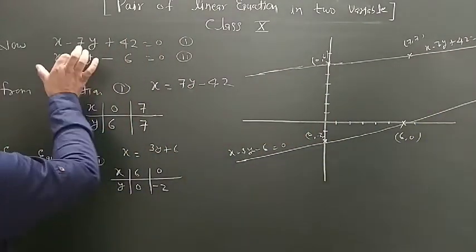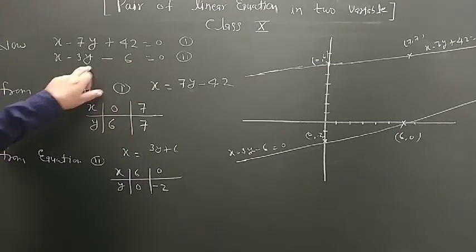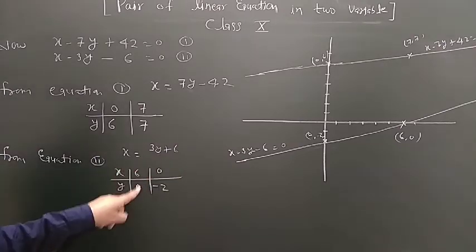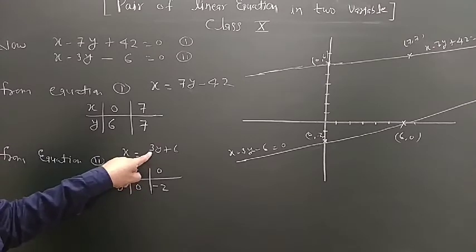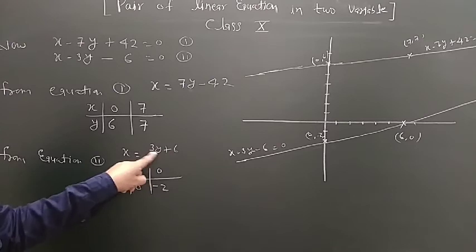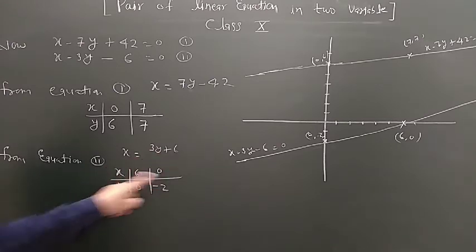Now we take the second equation, x minus 3y minus 6 equal to 0. This can be written as x equal to 3y plus 6. So now put y equal to 0, so we have x equal to 0 into 3 plus 6, which becomes 6. And now put y equal to minus 2, 3 times minus 2 is minus 6, plus 6, so x becomes 0.